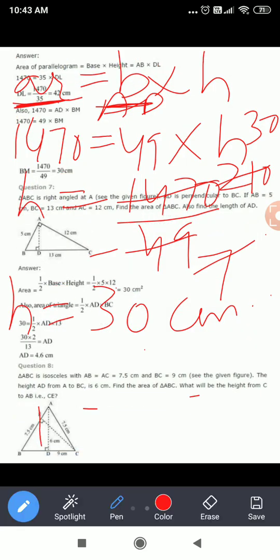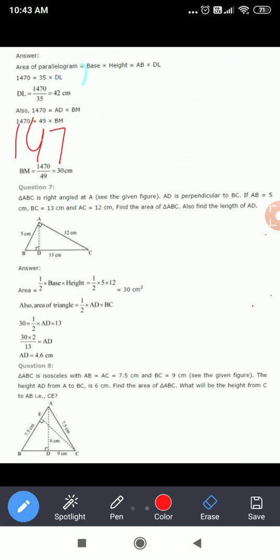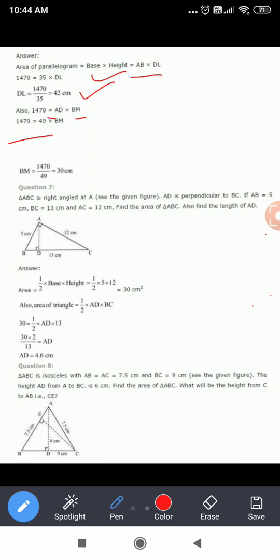You can check the solution also. See, it is given here. Area of the parallelogram is equal to base into height. So AB into DL for the first case. So here DL can be found, that is 42 centimeter. Now for the second case, it is AD into BM. BM can be found, that is 30 centimeter. Okay, similarly we have done for two cases.